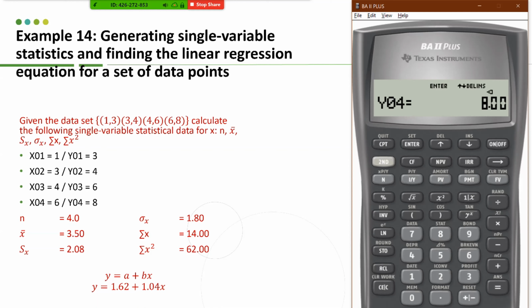So basically, if you are not sure whether your value is correct or not, you can always press the arrow up button in order for you to check. Okay, let me check from my side. Okay, 1, 3, 3, 4, 4, 6, and then 6, 8.